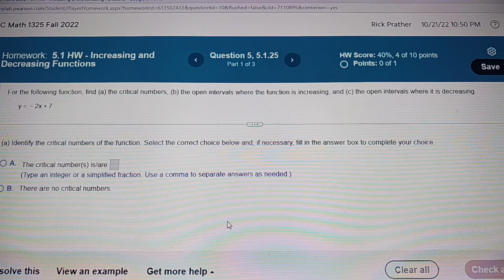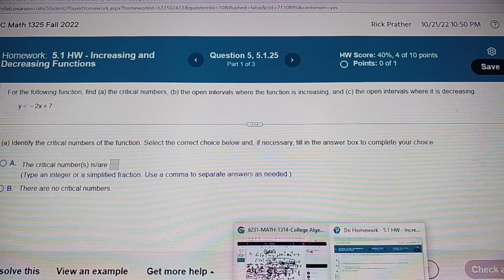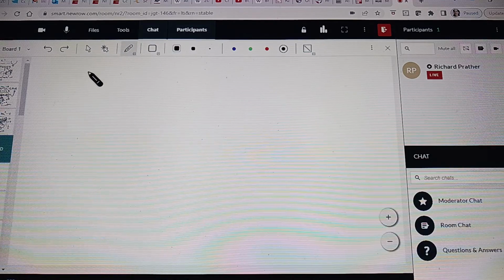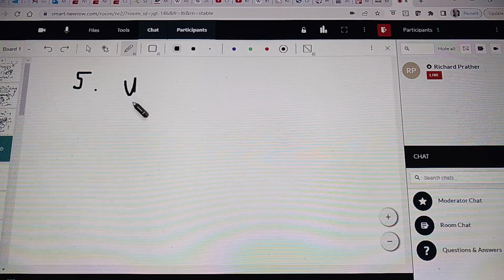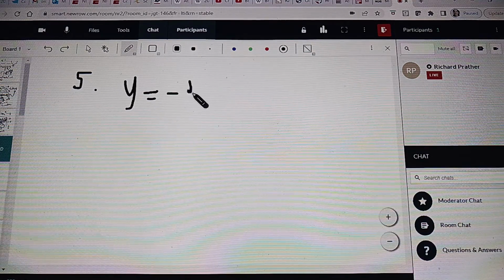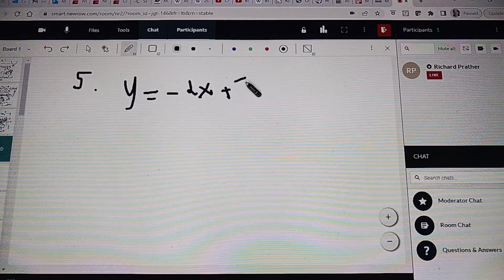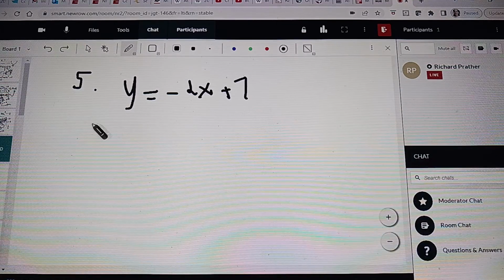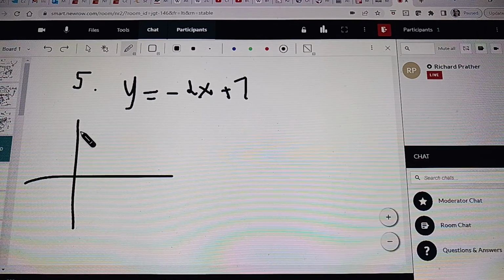Okay, here's a very interesting one. What if the original function is linear? Just our high school algebra knowledge. High school algebra would tell us what this graph is doing. y equals negative 2x plus 7. This is a graph that has a y-intercept of 7, then goes down 2 over 1 over and over again.